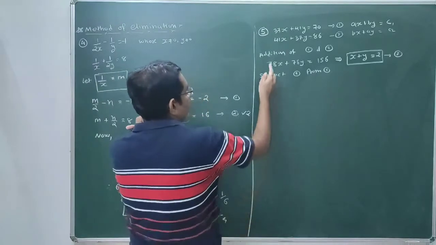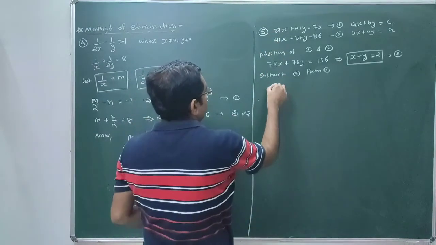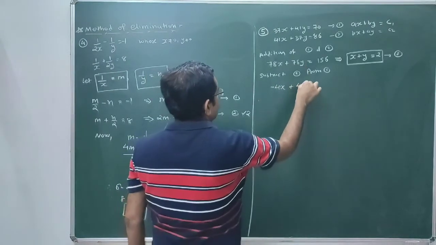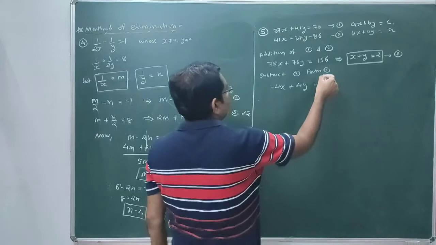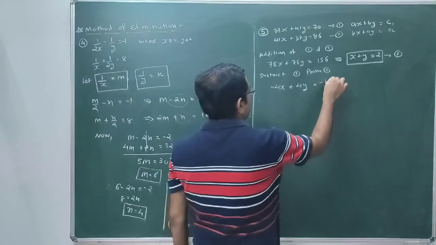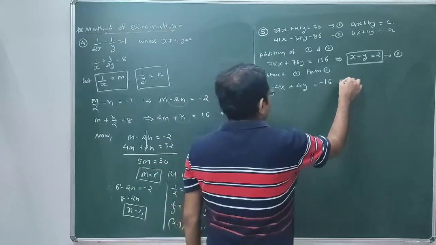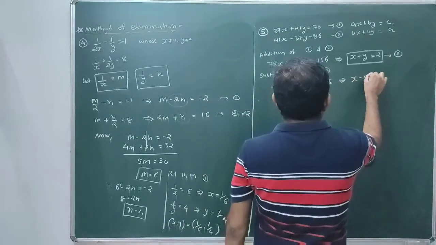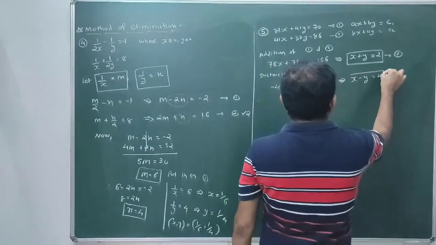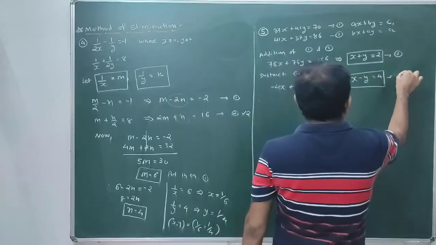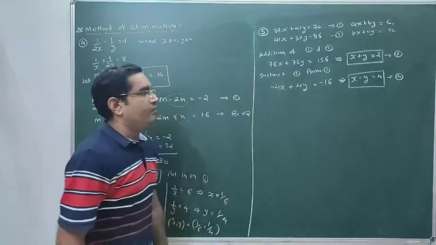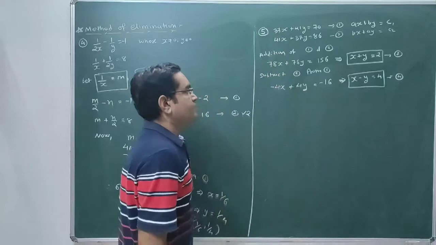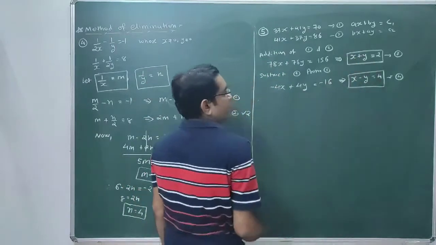So that subtraction will be 37 minus 41. So it's minus 4x plus 4y equal to 70 minus 86, minus 16. So taking minus 4 common. So it's x minus y equal to 4. So this is our equation number 4. Now check our equations. They are much more easier equations than given equation. Now this equation can be easily simplified.